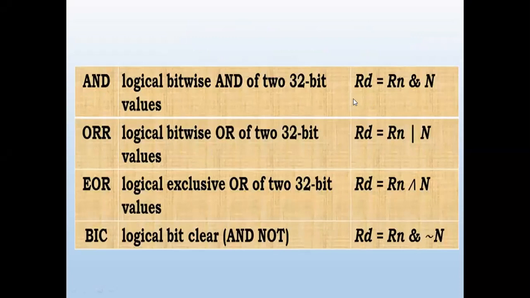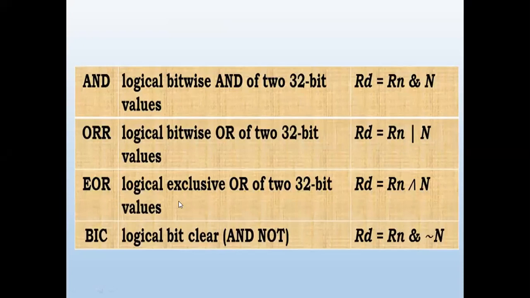It will do the AND operation of two registers, Rn and n, and the result will be stored in the destination register Rd. And logical OR: it will do the OR operation, Rn OR n. Here n is nothing but the pre-processing value coming through the barrel shifter. It will do the OR operation and the result will be stored in the destination register Rd.